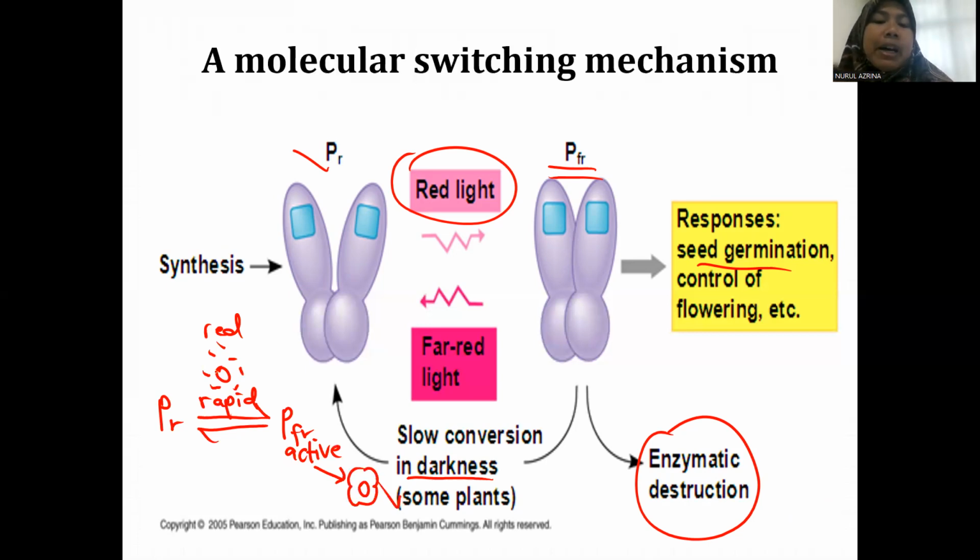Next, PFR will be converted to PR, and it happens in darkness. I'm putting a moon symbol over there to show that it is nighttime, or in the darkness. The process of conversion of PFR to PR is slow. This rapid and slow interchange between PR and PFR is very important, which I will explain later.